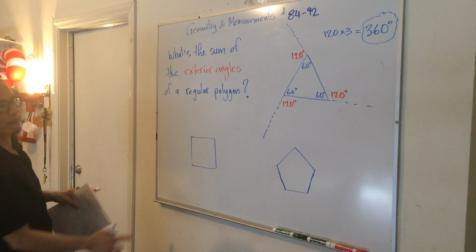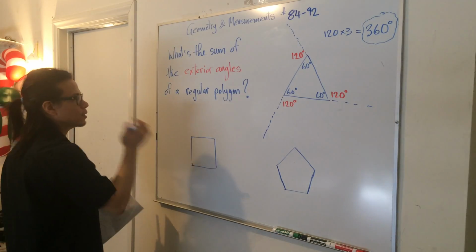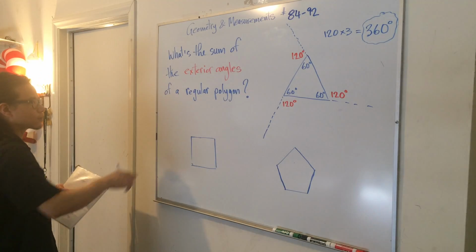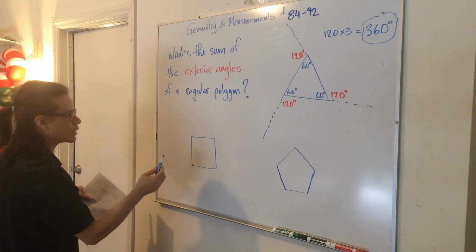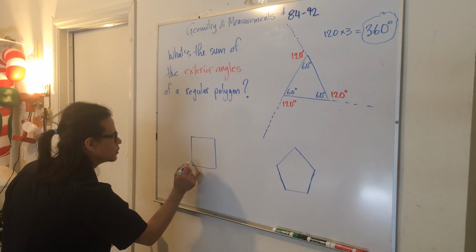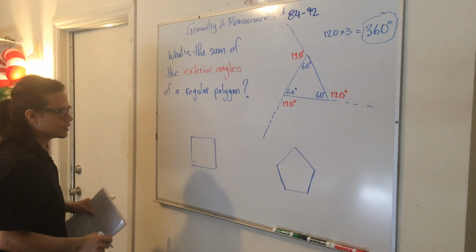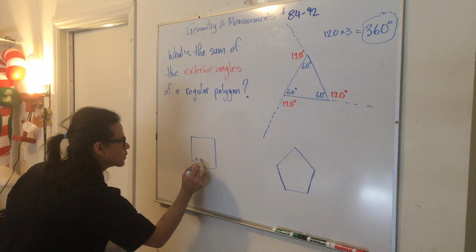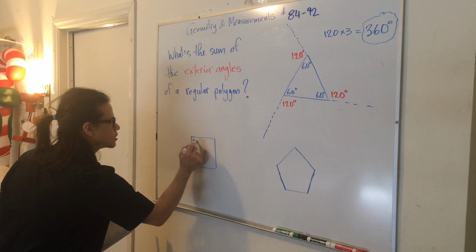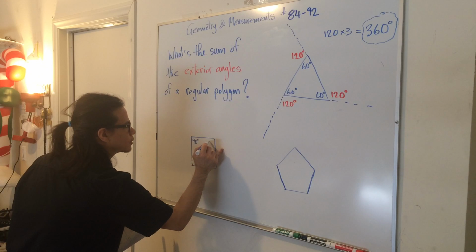Let's look at the similar situation for a square. Here, let's first look at the interior angle of a square. You know that each of the corners is a right angle. So you have 90 degrees here, 90 degrees at each corner.